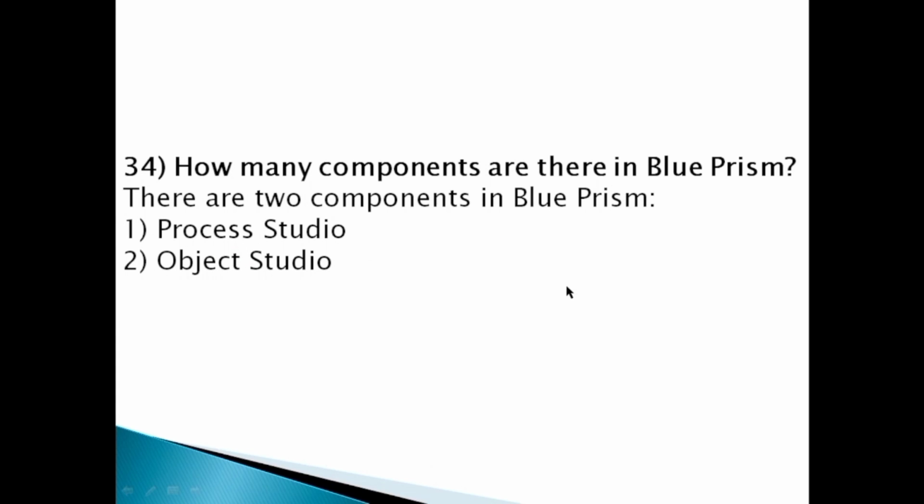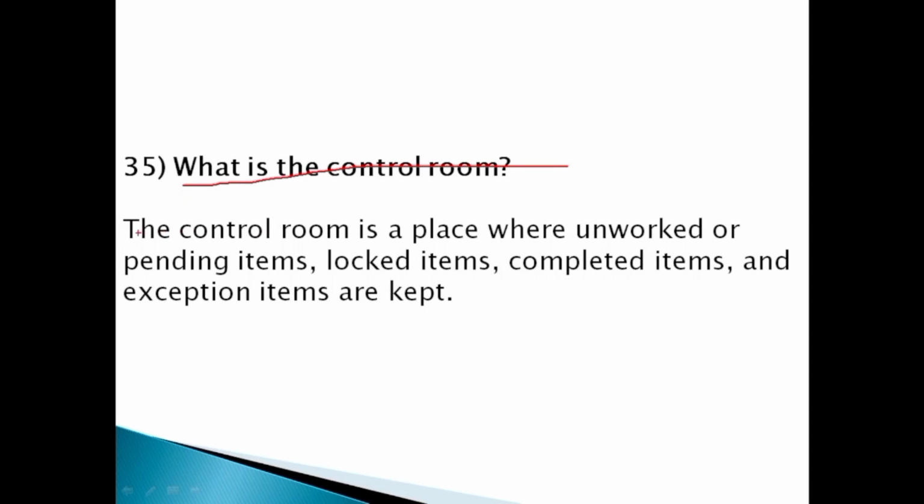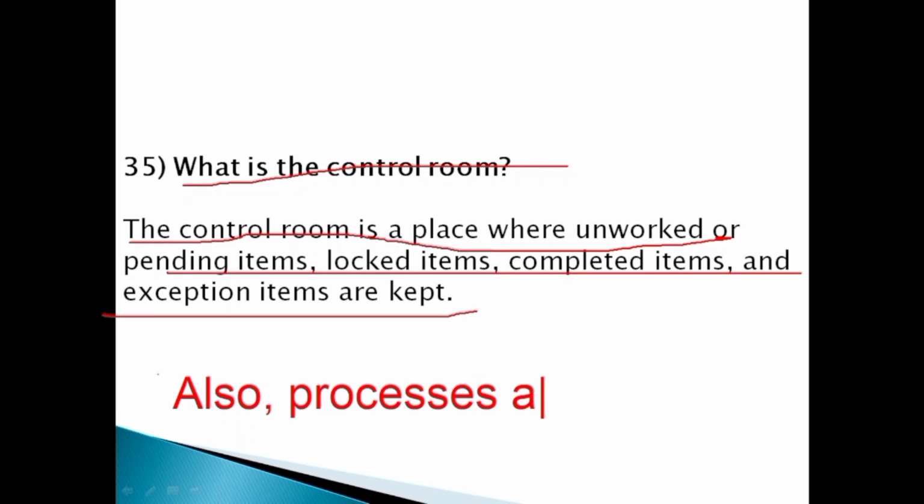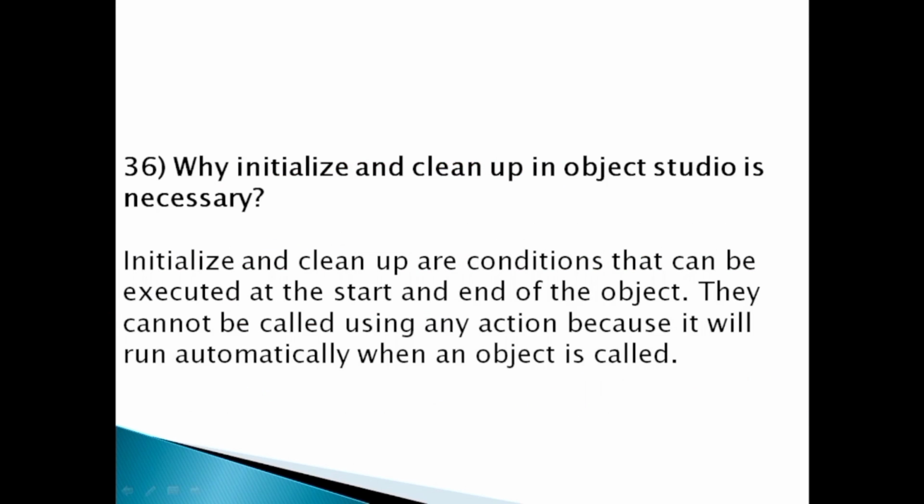Next one is, how many components are there in Blue Prism? There are two components, Process Studio and Object Studio. Now, what is the control room? The control room is a place where unworked or pending items, logged items, completed items, and exception items are kept. Also, the control room contains the processes which are published in the control room. It contains the list of resources and the sessions which are running. Also, it contains the list of schedules and the work queues.